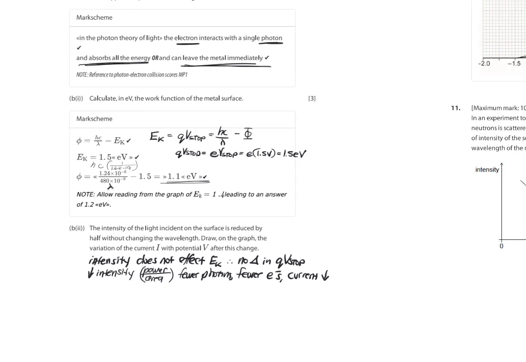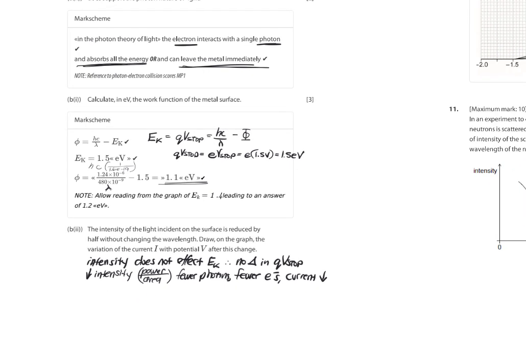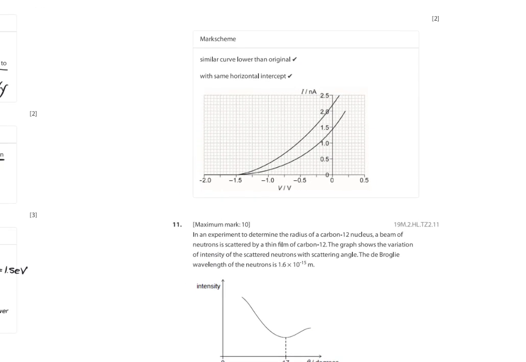So basically, what would the graph look like if we had the same V stop, so that V stop is the same, but there was less current. So it's going to be a similar curve, but lower than the original with the same horizontal intercept because it's going to be the same V stop.